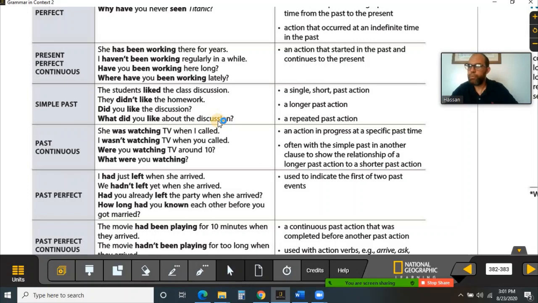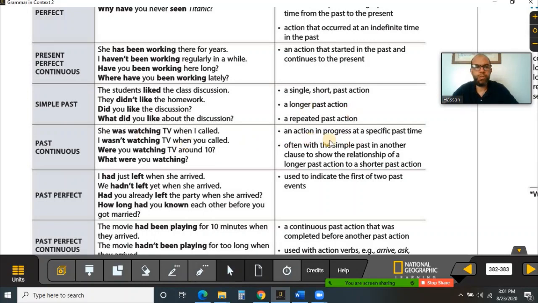When we say simple verb, this means that the verb should not be conjugated. It does not show any form of the tense. And the question, we start with did, okay, then the subject, then the simple verb. Did you like? Did you make? Did the students do the homework? Did they play? Etc.